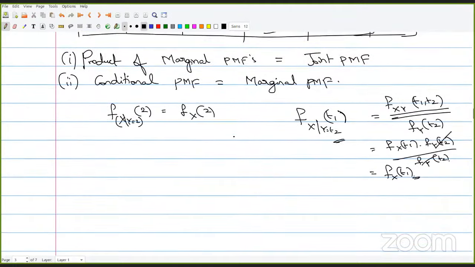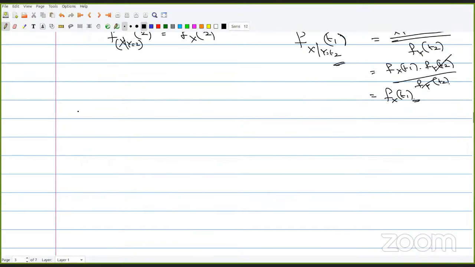I have the same table, but I want to know the distribution of the sum x plus y, the PMF of x plus y. First and foremost, you have to find the range of any given random variable. Whether it is a sum of two random variables or a division of two random variables, you try to find the range first. Let me call this z.